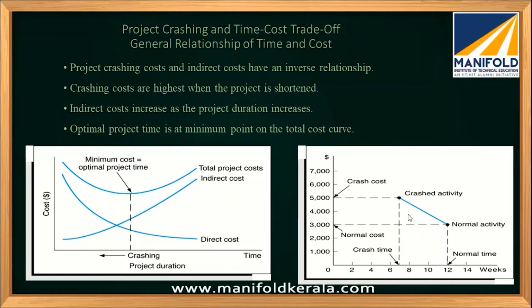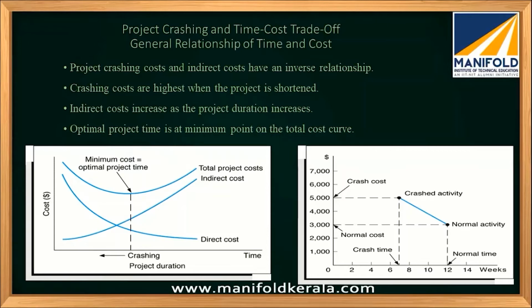So the slope means crash cost minus normal cost, divided by normal time minus crash time. This is known as cost slope. Why is cost slope important? Cost slope decides which activity has to be crashed.